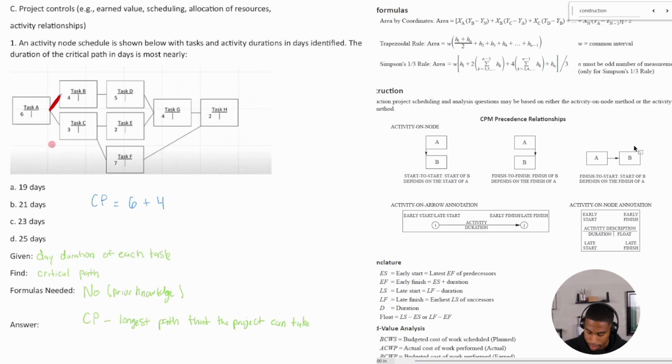And then what would be the next path? Well, we can only choose one. And that's going to be 5 days. And then the next path is already chosen for us as well, with that being 4 days. And then we end up at H, which is 2, plus 2. All right. So what do we get for our total? Well, for your total, you should get 21 days. Or B.